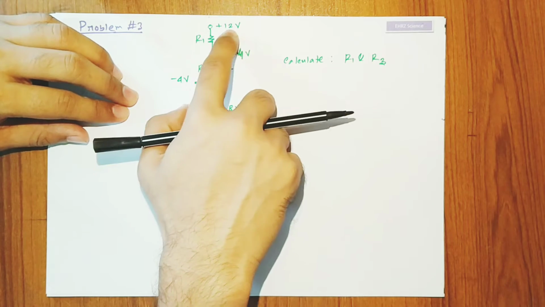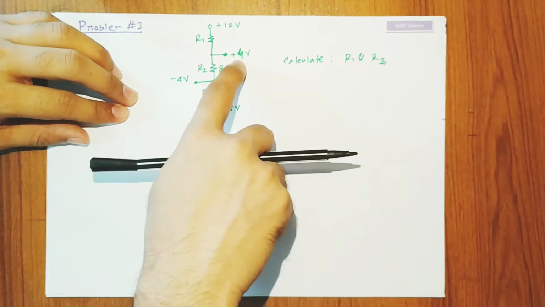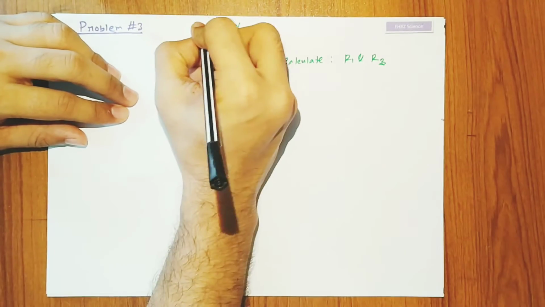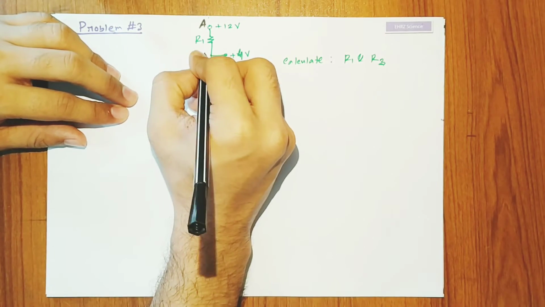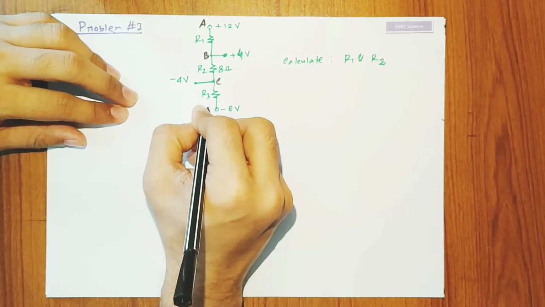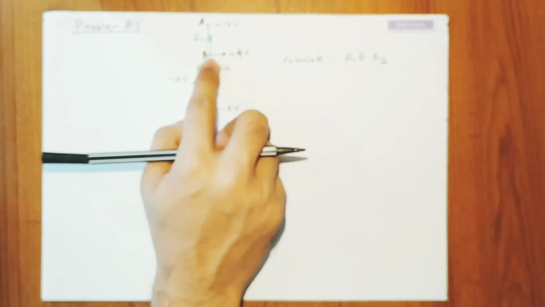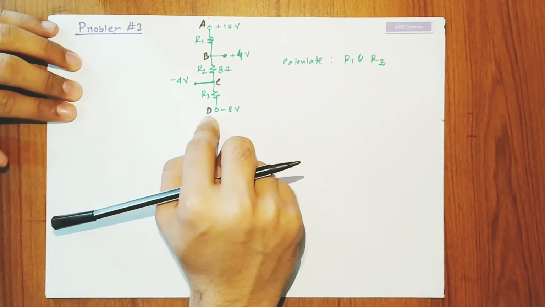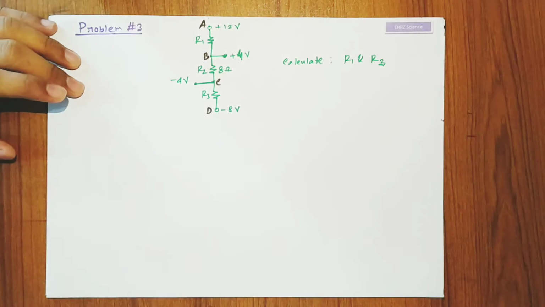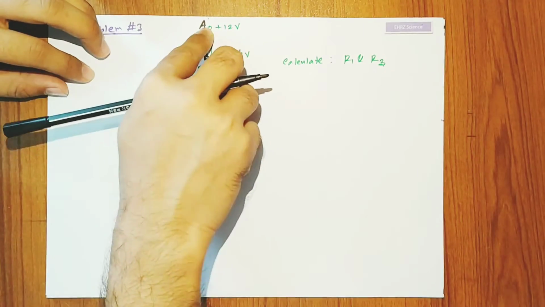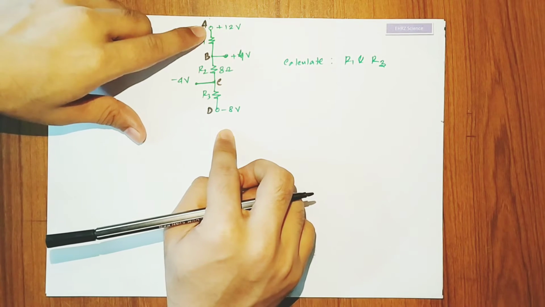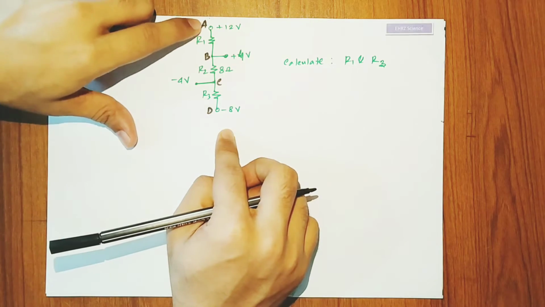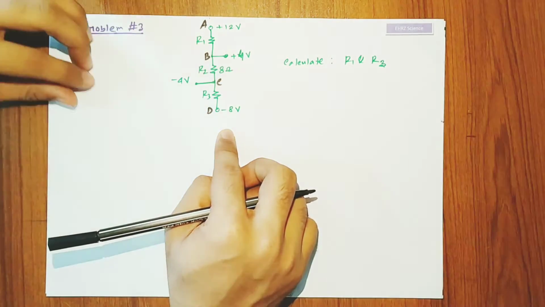The starting point of R1 is at 12 volt and the ending point of R1 is at 4 volt. Suppose this is point A, this is point B, this is point C, and this is point D. The potential of point B is 4 volt, the potential of point C is minus 4 volt, and the potential of point D is minus 8 volt, and current flows from higher potential to lower potential. Point A is at 12 volt and point D is at minus 8 volt. That means point A is at higher potential and point D is at lower potential.